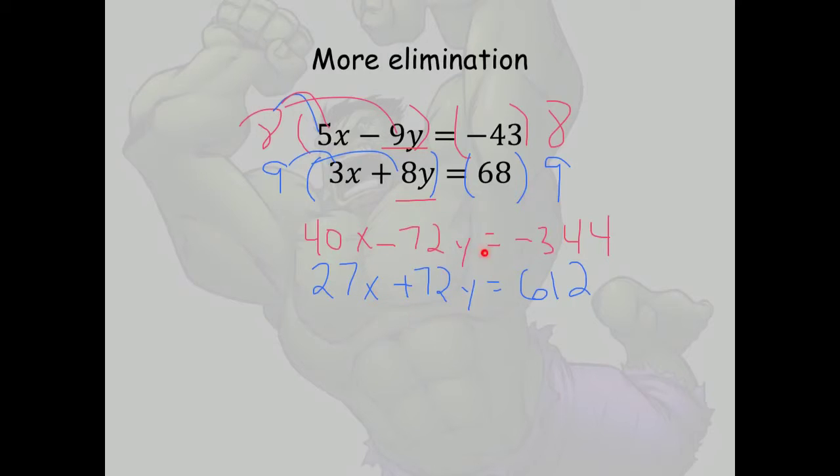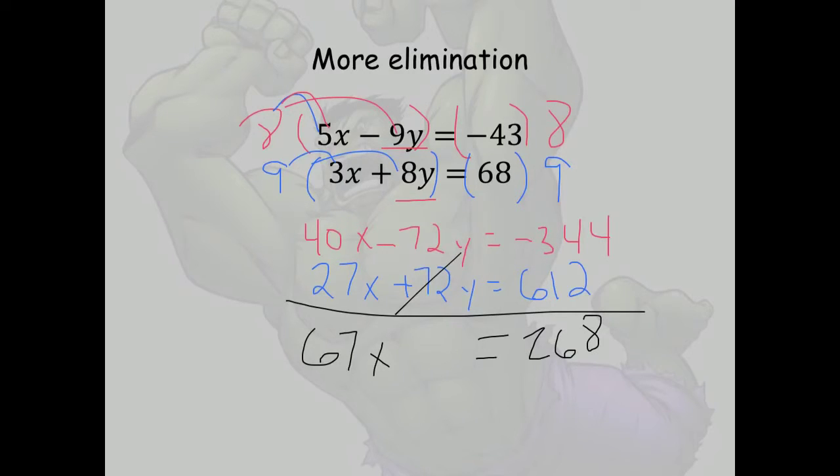Because look, now we have a plus and a minus. So if I just add down, 40x and 27x is 67x. Negative 72y and positive 72y is, guess what? Wah! That was an extra long wah. And negative 344 plus 612 is 268. Now, when you divide both sides by 67, yes, that is my calculator you hear, you get x is equal to 4.